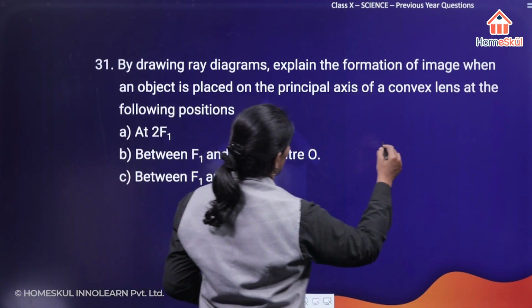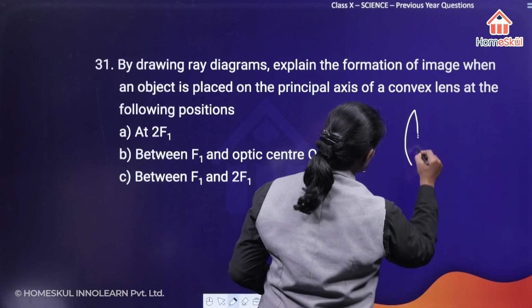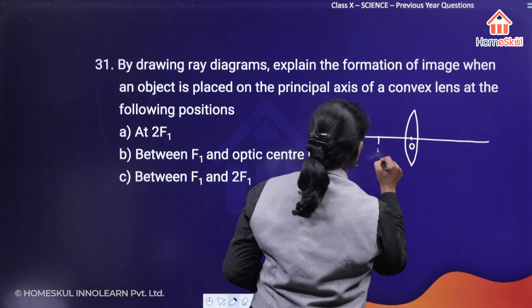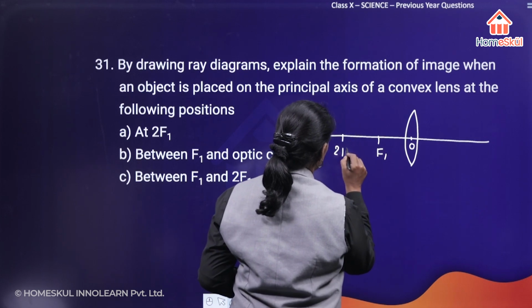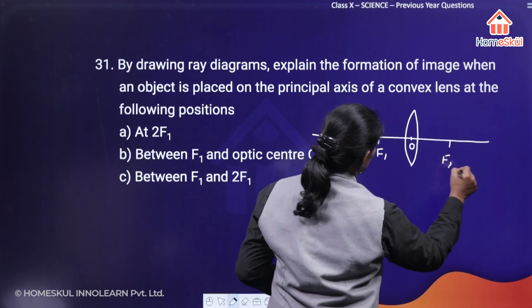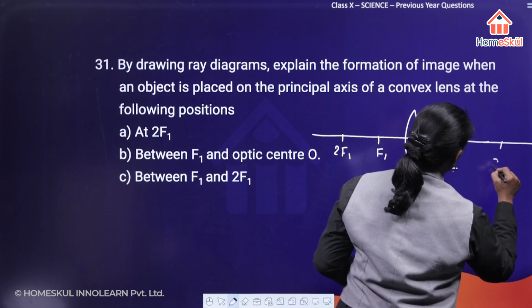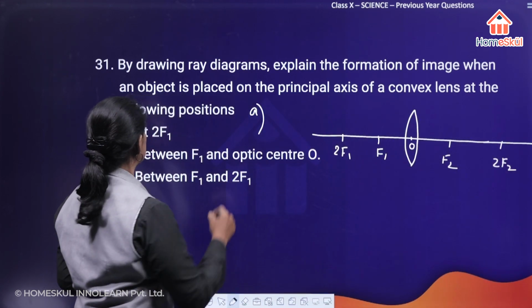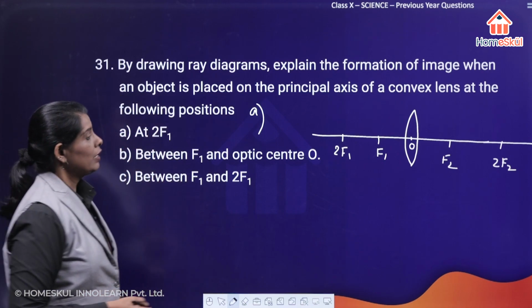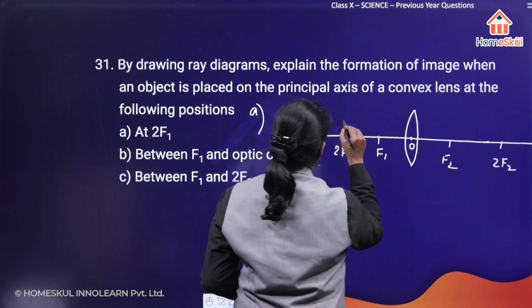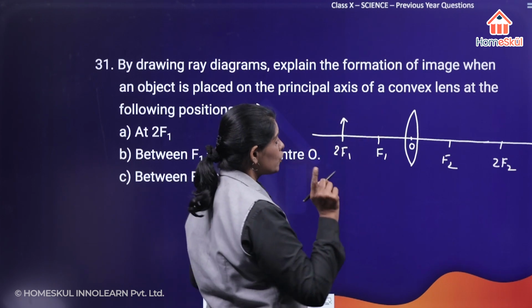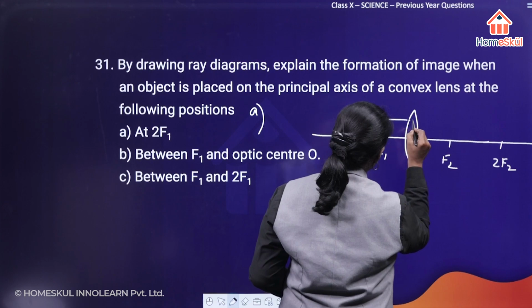So here it is again the convex lens, that is a converging lens. This is our optic center. We represent f1 and 2f1 as well as f2. We have 2f2 here. Now the first one, A part says the object is at 2f1. We know that when we keep the object at 2f1, the image will be formed at 2f2, right? So let us represent it.